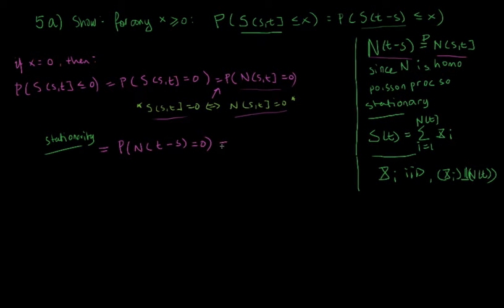And then we just apply the same logic to conclude that if there are no claims from time 0 to t minus s, that also means that the total claim amount from time 0 to t minus s is equal to 0. So these two events are actually equivalent, so they have the same probability. And then actually we are done. Then we have shown that at least for x equal to 0, these two are equal.